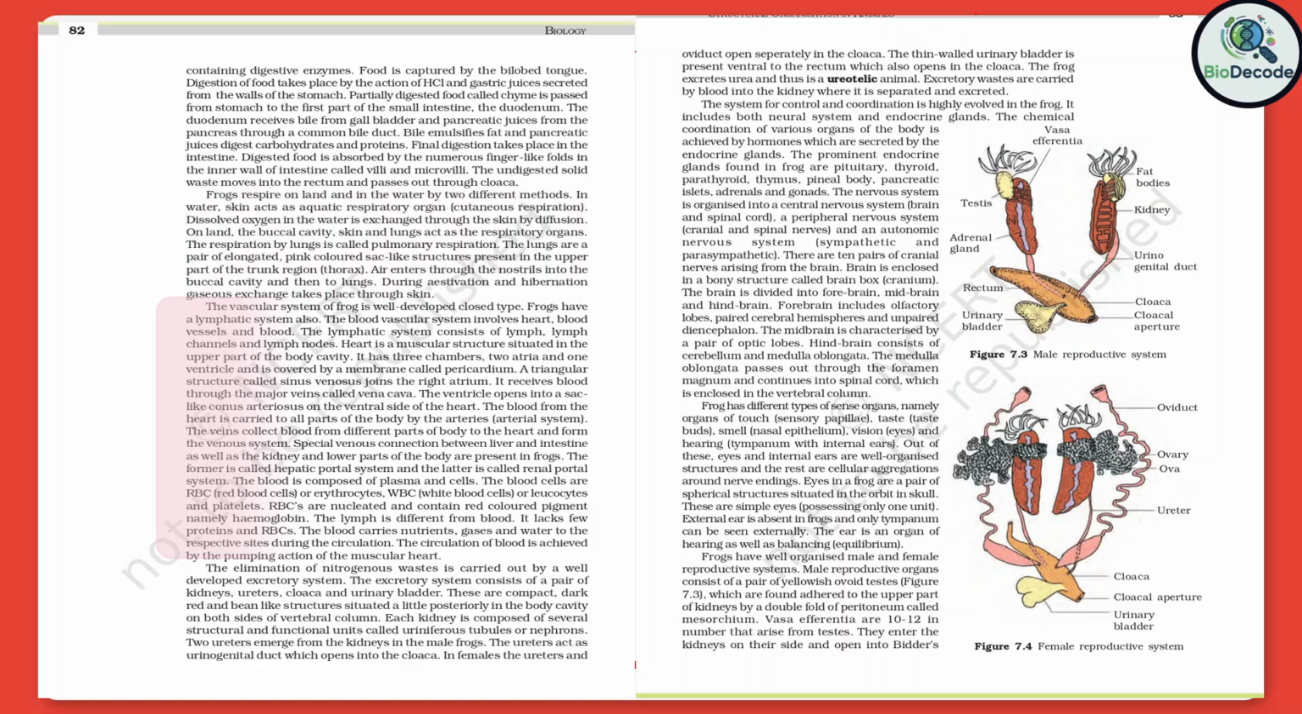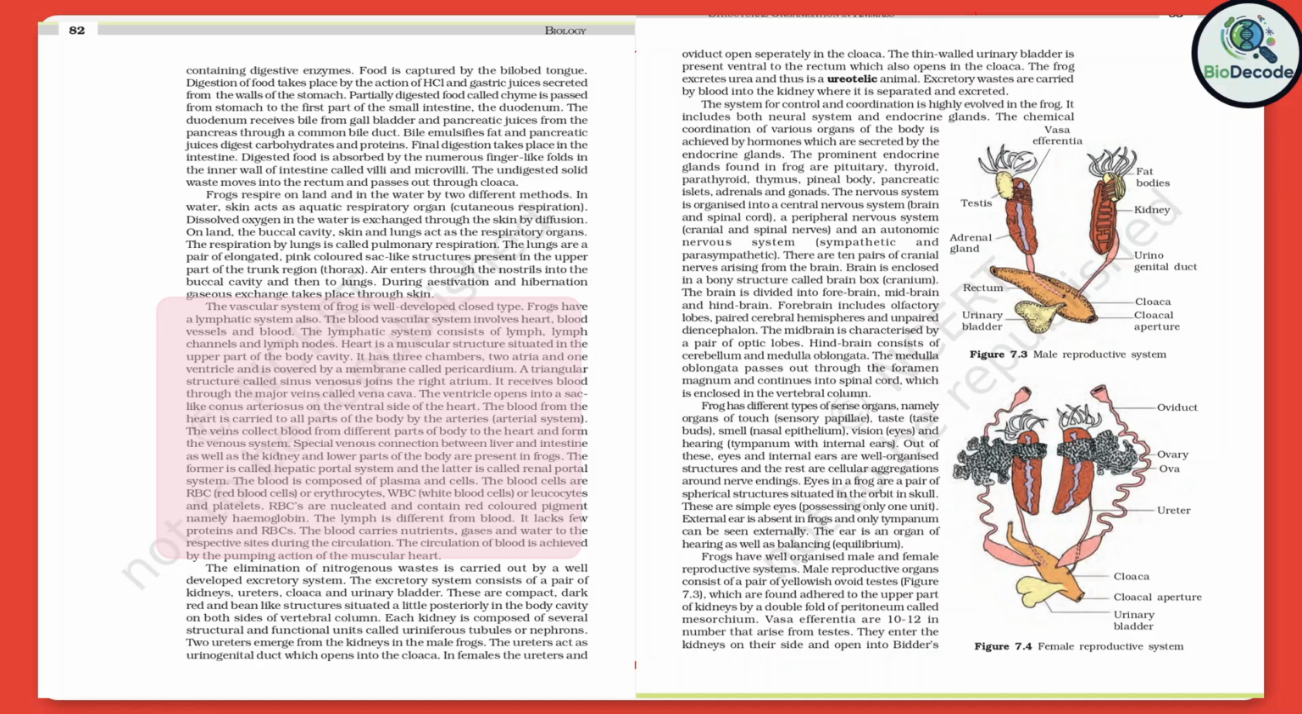The vascular system of the frog is a well-developed closed type. Frogs have a lymphatic system also. The blood vascular system involves heart, blood vessels, and blood. The lymphatic system consists of lymph channels and lymph nodes. Heart is a muscular structure situated in the upper part of the body cavity. It has 3 chambers, 2 atria and 1 ventricle, and is covered by a membrane called the pericardium.